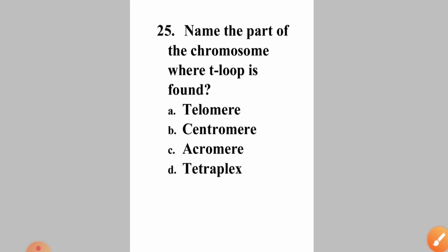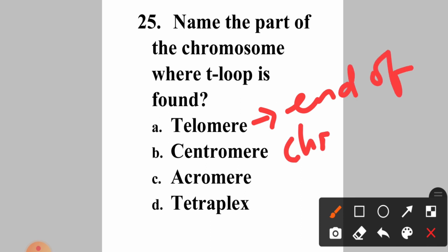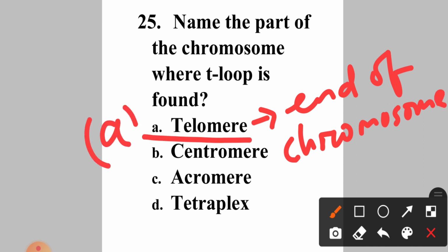Now come to question number 25. Name the part of the chromosome where T loop is found. A. Telomere. B. Centromere. C. Acromere. D. Tetraplex. Okay, so T loop is found at the end of chromosome, that is at the telomeric region. Okay, and it is responsible for the stability of the chromosomal ends. Okay, so answer will be option A, that is telomere.